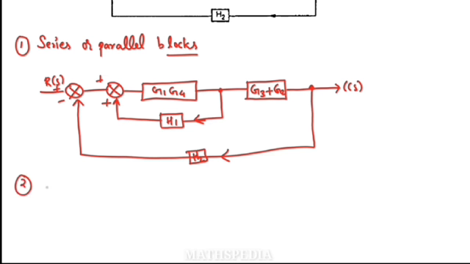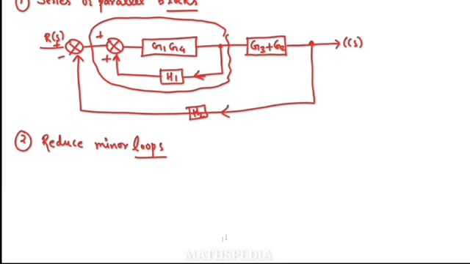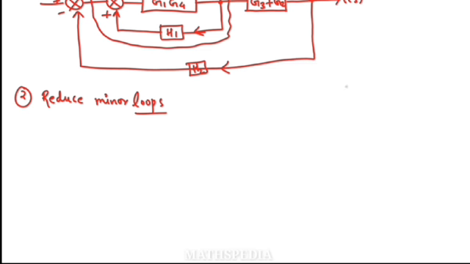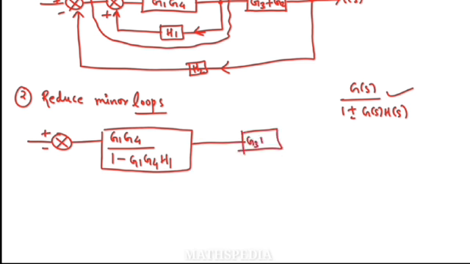So we start with the minor block. We have the minor block with the feedback H1 here. We have to reduce this minor block. So we know the formula for reducing with feedback: G over 1 plus or minus GH. By using this formula, this is what we will get: G1, G4 over 1 minus GH. It will be minus because it is entering through the positive side of the summing point.